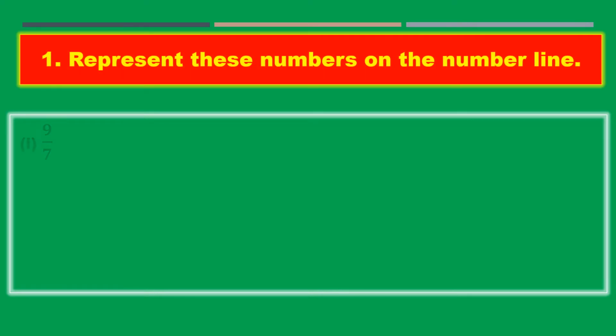Okay, he gave the number as 9 by 7. So please don't confuse how to represent the numbers. This type of numbers means the rational numbers which are in p by q form. Don't forget or don't confuse in representing these numbers on the number line. It is very easy. Just follow the procedure.